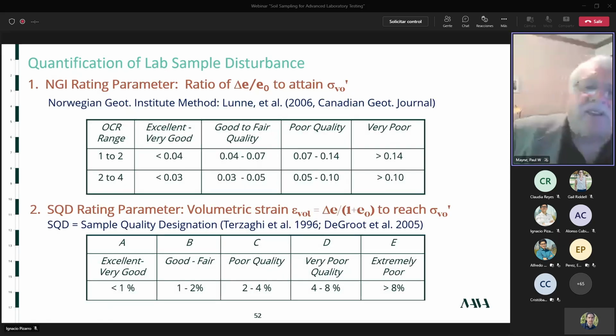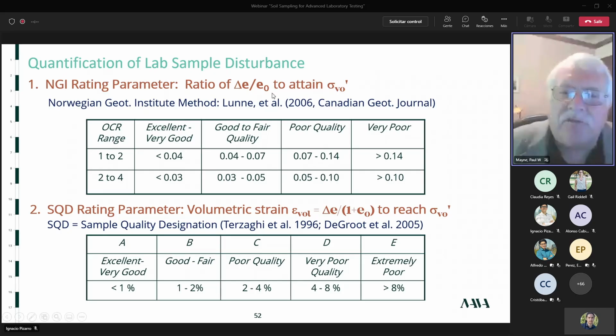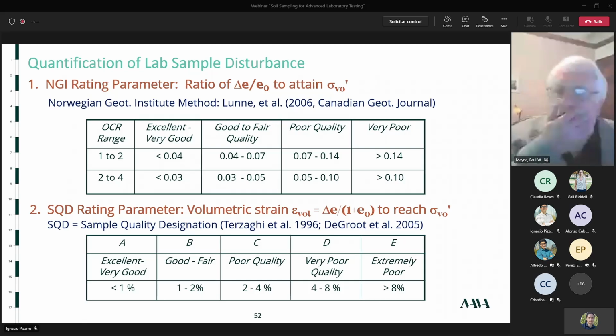So we can quantify sample disturbance. There's two popular methods. One is the NGI rating. That's delta e, the void ratio change, normalized by the initial void ratio, to reattain the in situ effective vertical stress. And then you can grade that from excellent to very good to fair to poor to very poor.